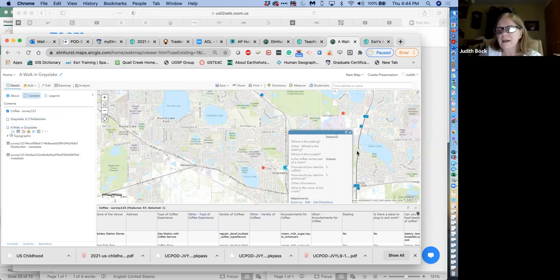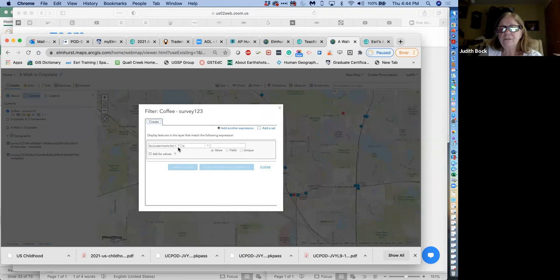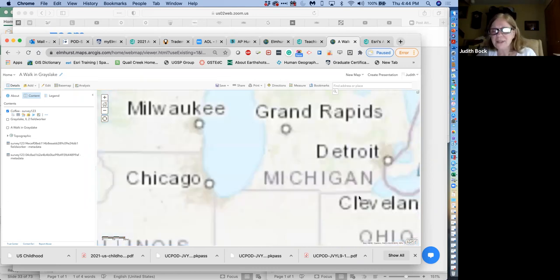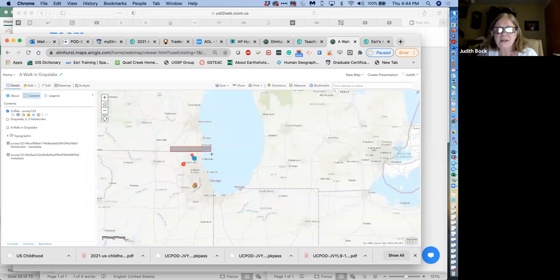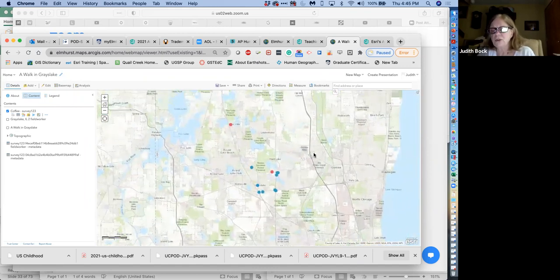So I can go in and filter information by looking for, maybe I want to have, does it serve other items? And it says yes. So if I apply that filter, some other students have been adding to this map from other locations. So let's go back to our Chicago area here and go back to the Grays Lake area. And so this is just a simple yes, no, that they serve other things or they don't. They really are just a coffee shop.